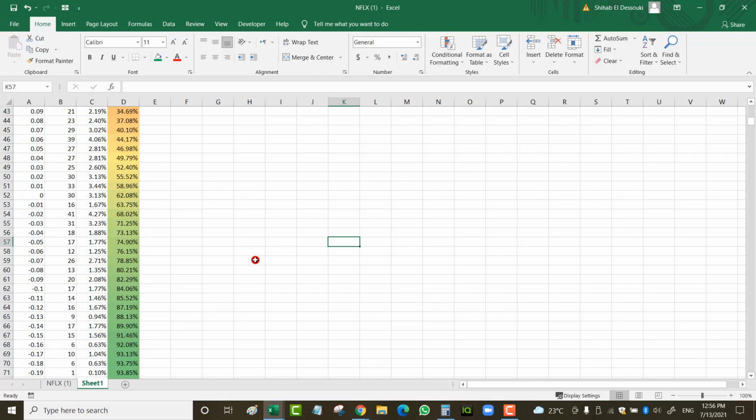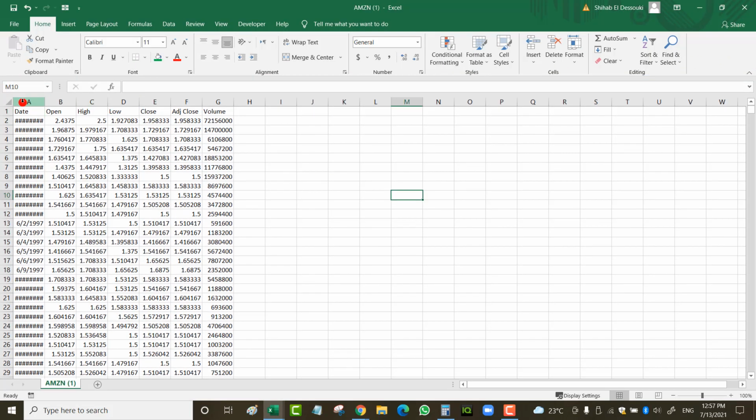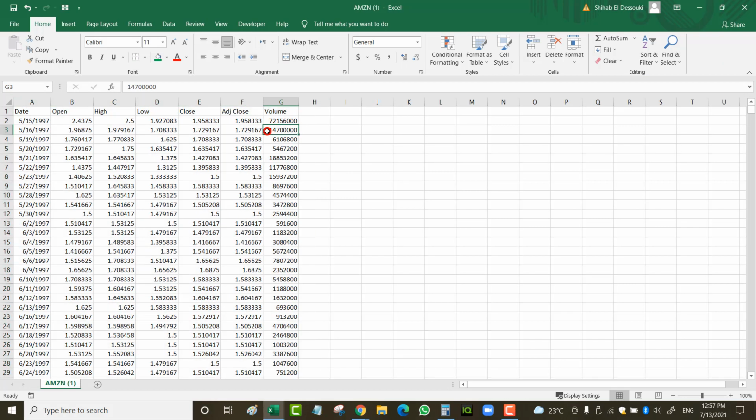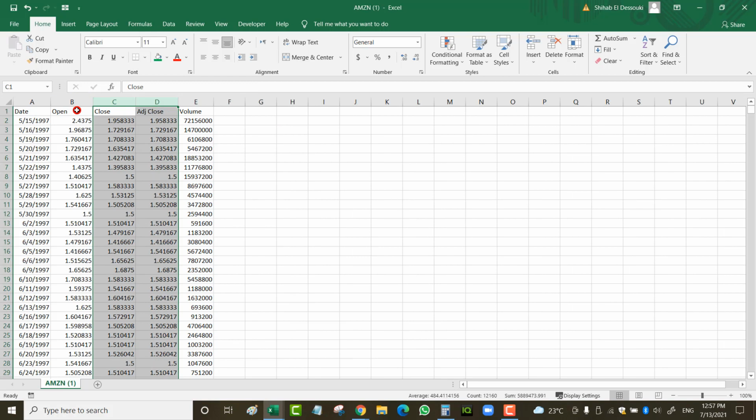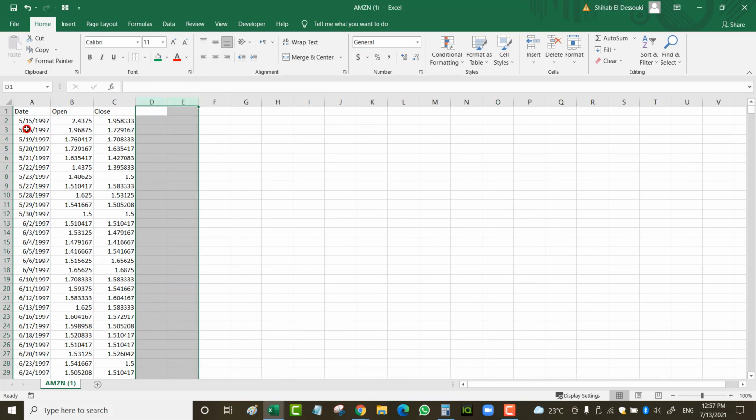I'm going to open the downloaded spreadsheet and just wait for it to load. Then I'm going to remove the highs and lows of the day. I'm going to keep open, and I'm going to keep close, because I'm going to compare the opening price to the closing price. I'm going to remove these 2 columns here, adjust the close.